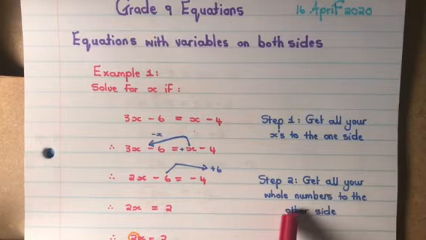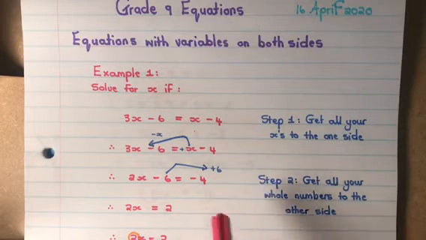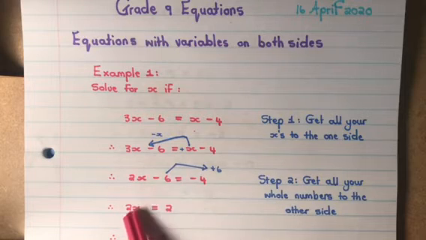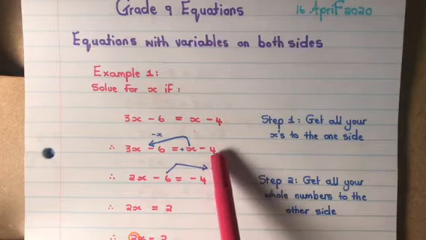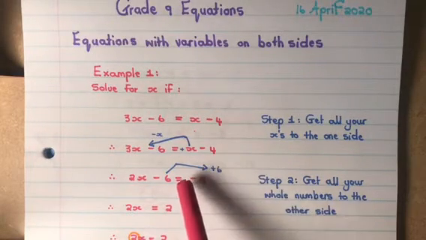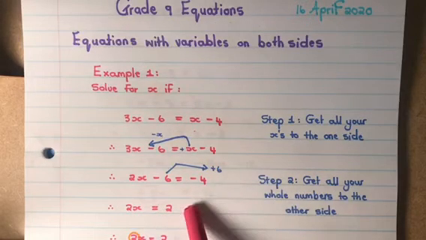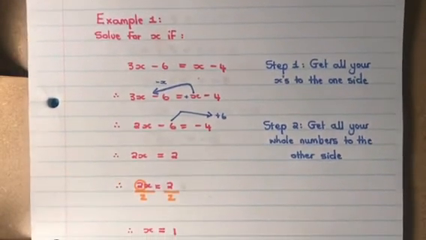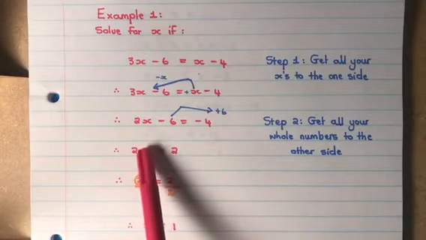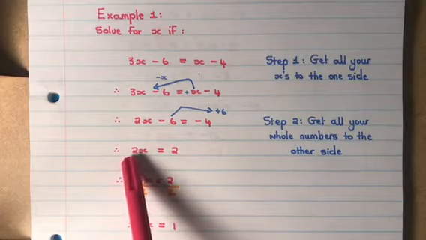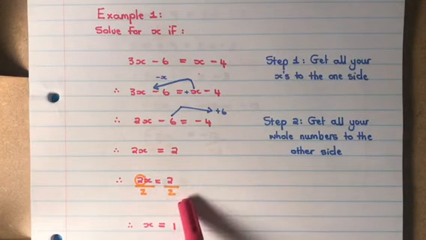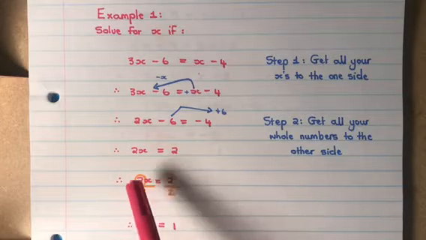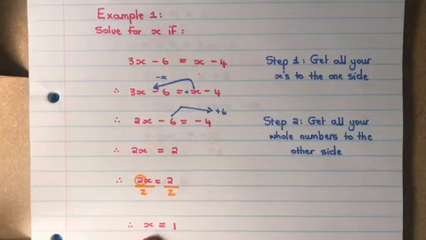Then I said step 2, get all your whole numbers to the other side. So 2x comes down, and that negative 6 next to it, we don't want it there. It goes over to the other side and becomes a positive 6. So minus 6 plus 6 gives you a 2. From there you can ask yourself, what is happening to x? It's being multiplied by 2. What is the inverse of multiplication by 2? Dividing by 2. What you do on the one side, you have to do on the other side. So 2x divided by 2, that cancels out. It just leaves you the x, and 2 divided by 2 gives you 1.